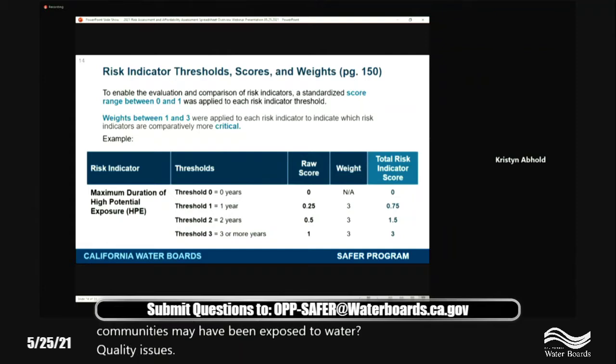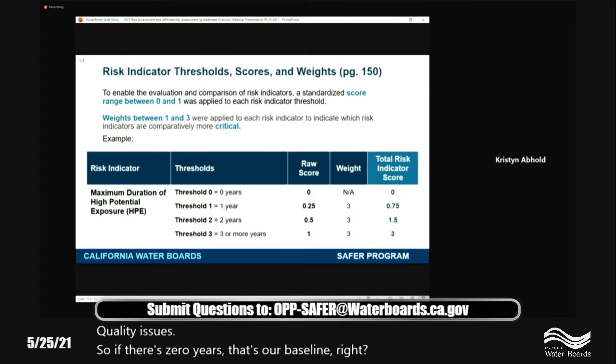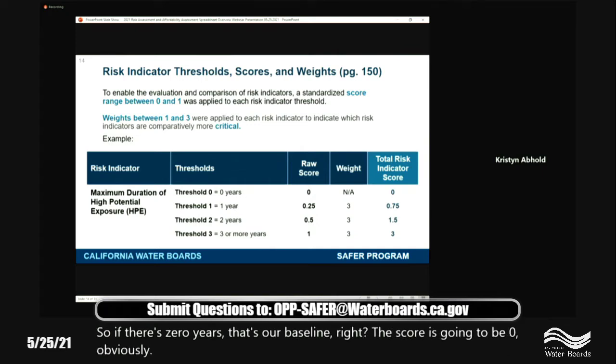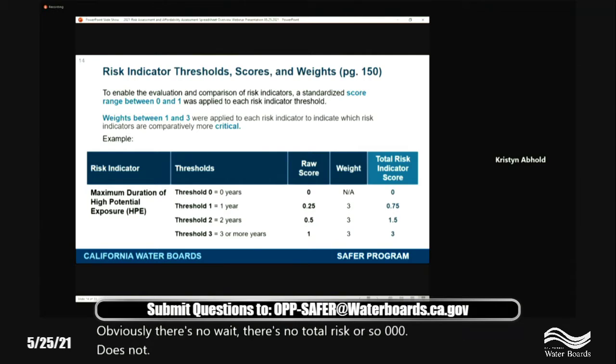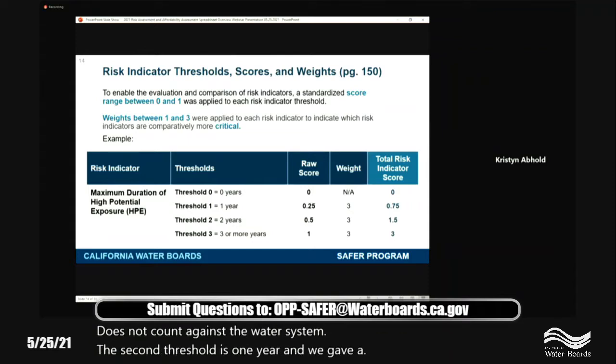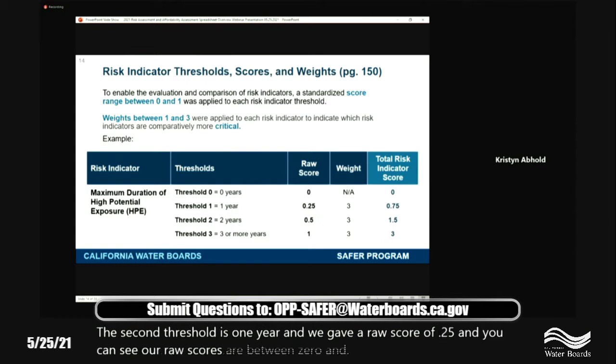So if there's 0 years, that's our baseline, right? The score is going to be 0. Obviously, there's no weight, there's no total risk score. So 0, 0, 0, it does not count against the water system. The second threshold is 1 year, and we gave a raw score of 0.25. And you can see our raw scores are between 0 and 1.